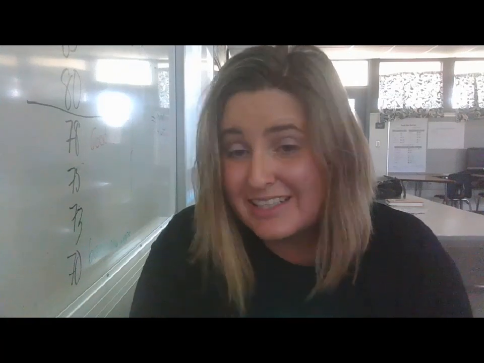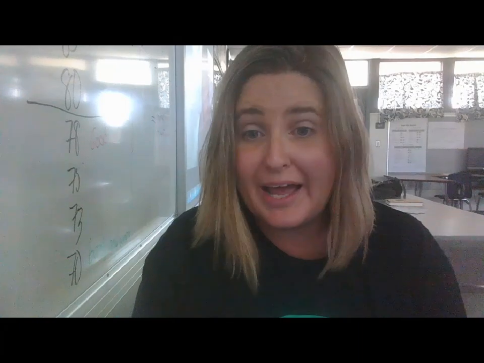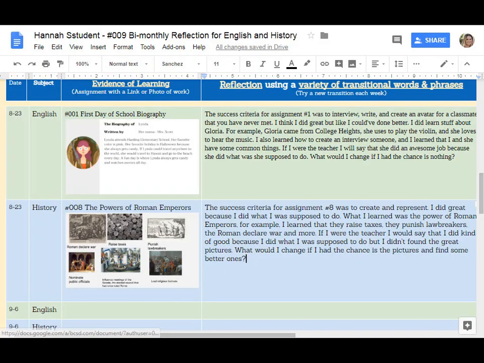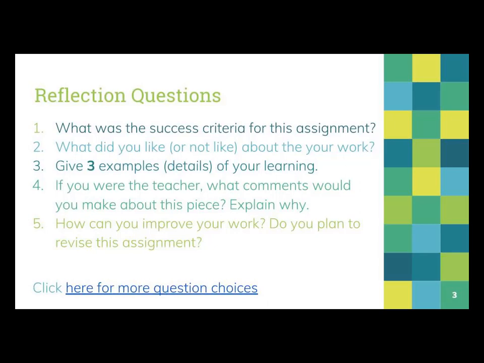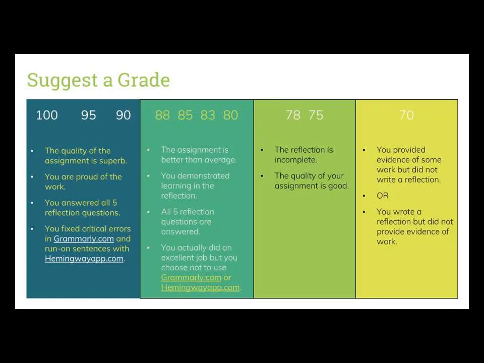I'm Jennifer Scott, and today and yesterday my students have been working on their bi-monthly reflections. A bi-monthly reflection is basically creating a portfolio of their very best work, giving evidence and answering 5 questions before they suggest a grade. In this case, they can get 100, 85, 75, you get the idea.